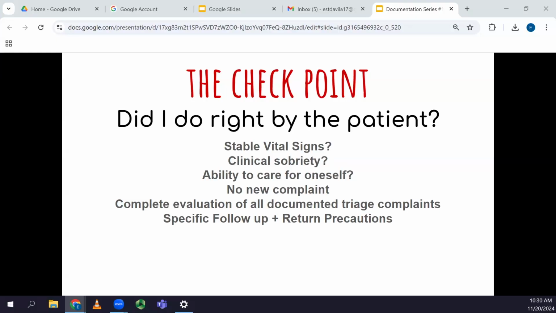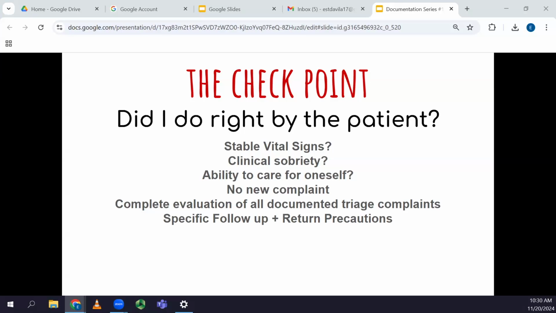Next thing is clinical sobriety. I don't document this on every single patient, but it's the acute intox patients that come in, right? I document that they remain neurologically intact. They have a steady gait. They're able to ambulate throughout the emergency department before they leave. The next thing is, are they able to care for themselves, right? We're sending them home. Like, what are they going to do when they get home via ambulance?